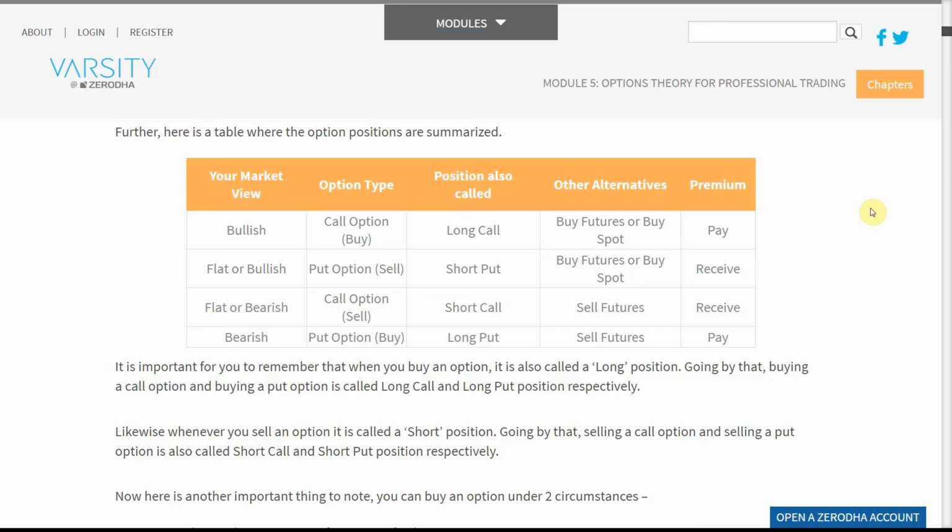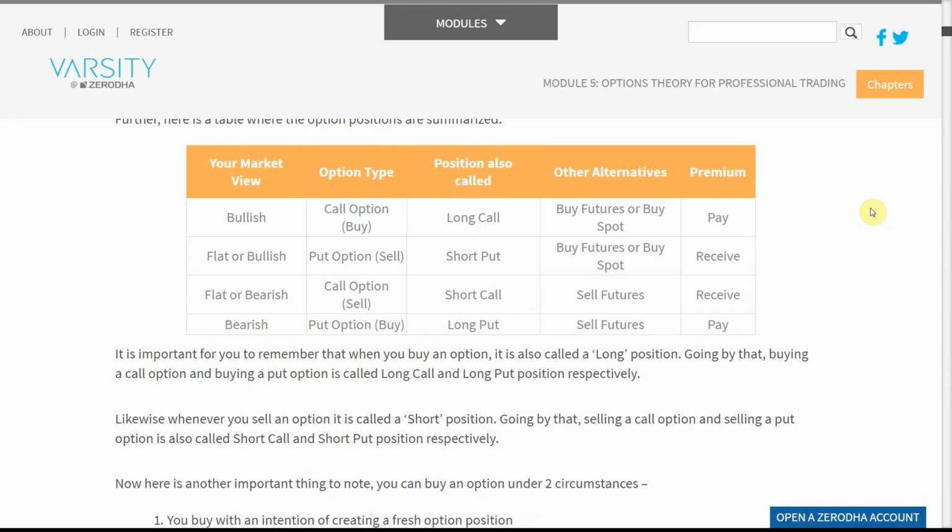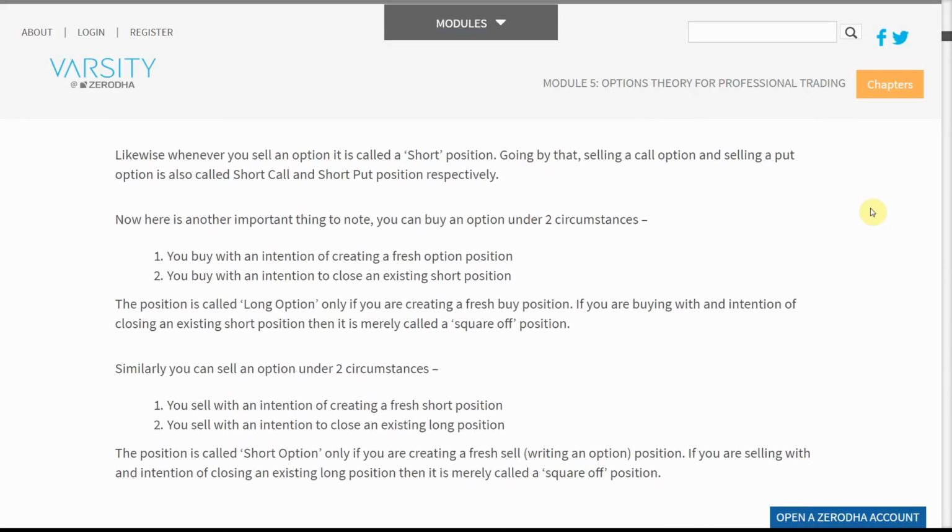It is important for you to remember that when you buy an option, it is also called long position. Going by that, buying a call option and buying a put option is called long call and long put position respectively. Likewise, whenever you sell an option, it is called short position. Going by that, selling a call option and selling a put option is also called short call and short put position respectively.